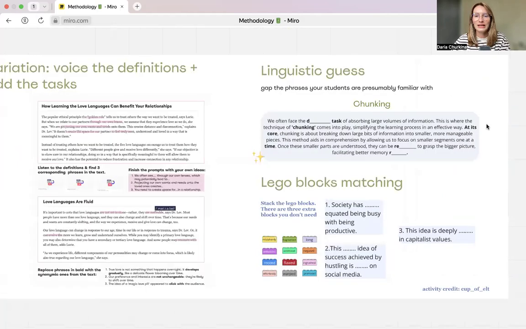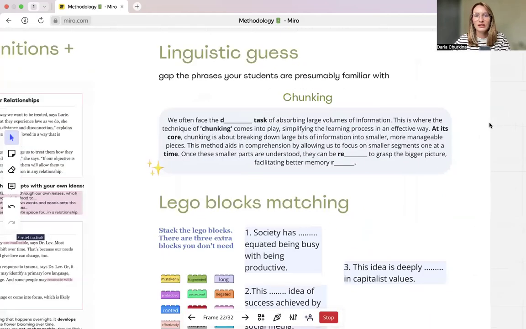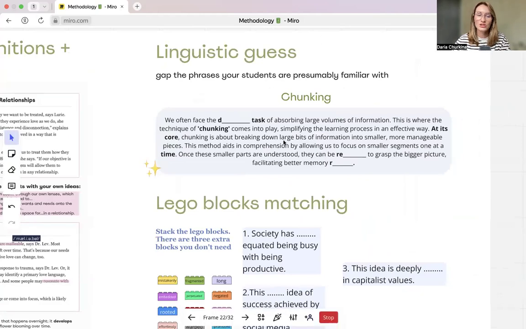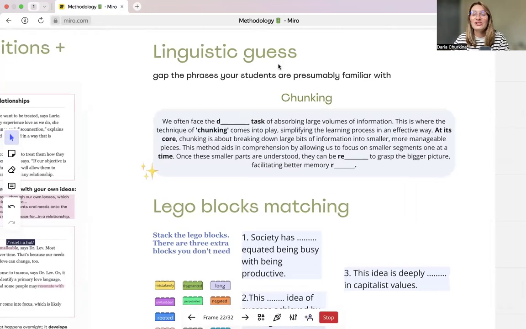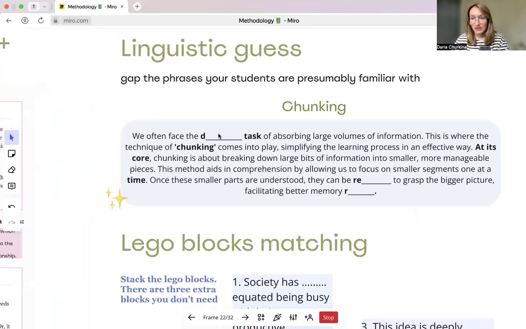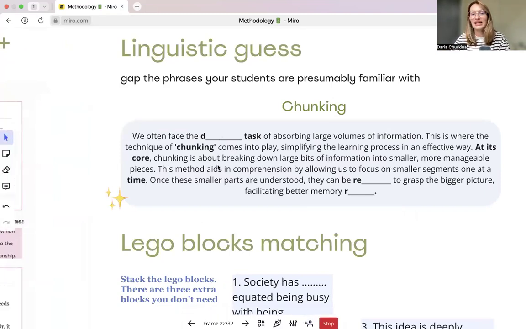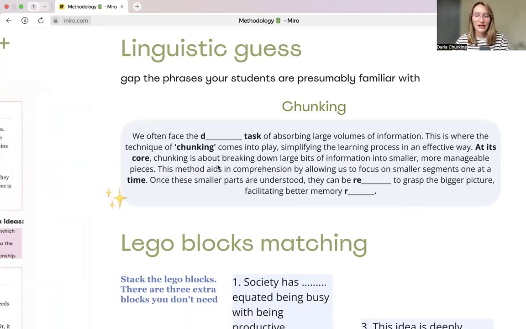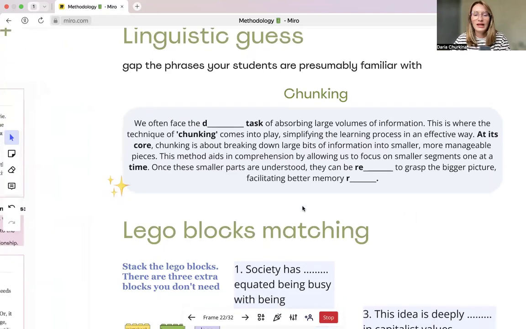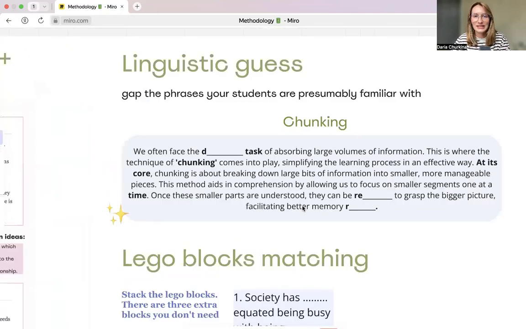Now, another type of task here is going to be the linguistic guess. This is also an activity that we tried with you, easy breezy. You just take a paragraph and presume that your students are familiar with certain words, or they are C3 level like you are, ladies. And you may just gap certain phrases and ask your students to guess what the phrases are. You may add certain activities to practice these phrases further. I haven't in this lesson, but you may. And yeah, this is about linguistic guess.